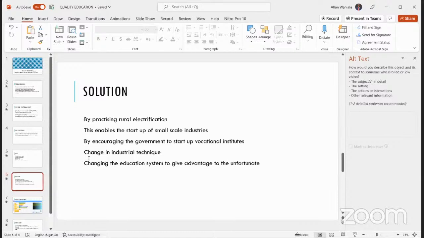The solution was practicing rural electrification. This enables the startup of small-scale industries, encouraging the government to start up vocational institutes, changing the industrial technique, and changing the education system to give advantage to the unfortunate. This was my code.